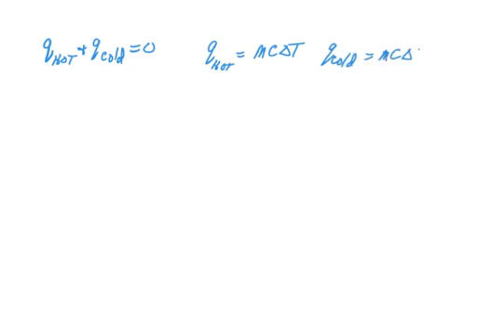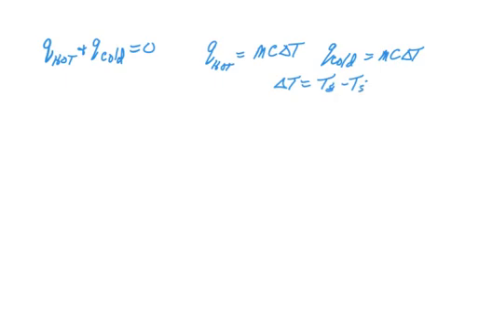Okay, so we know two things. We know from the conservation of energy that Q of the hot plus the Q of the cold has to equal 0. And we know that both of these have MCΔT. So Q of the hot equals MCΔT of the hot, and the Q of the cold equals MCΔT of the cold. And I know that ΔT equals T final minus T initial.